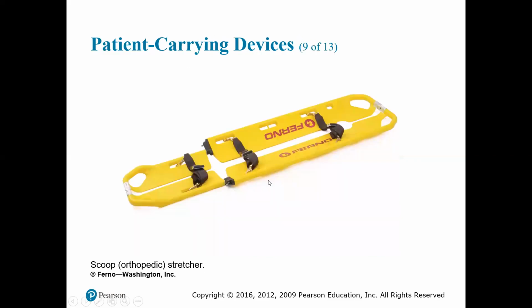Okay, this is a scoop stretcher right here. These little clips at the end, the metal part, they will detach, so you can actually open it up. You can completely disassemble it on two sides and slide them together under the patient. You could kind of do it like scissors. You could open up one end and clip it together.